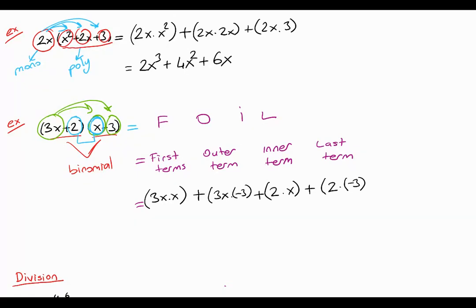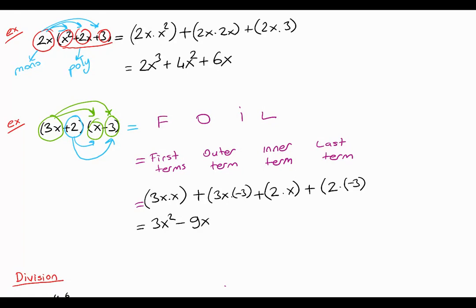Okay, let me show this again using color code. Simply, what I'm doing: first I'm picking 3x and multiplying with this, and then I'm multiplying 3x by negative 3, and then I'm picking 2, multiplying by x, and then I'm multiplying 2 by negative 3. And my result is 3x squared, not plus because of negative 3, I have negative 9x plus 2x minus 6.